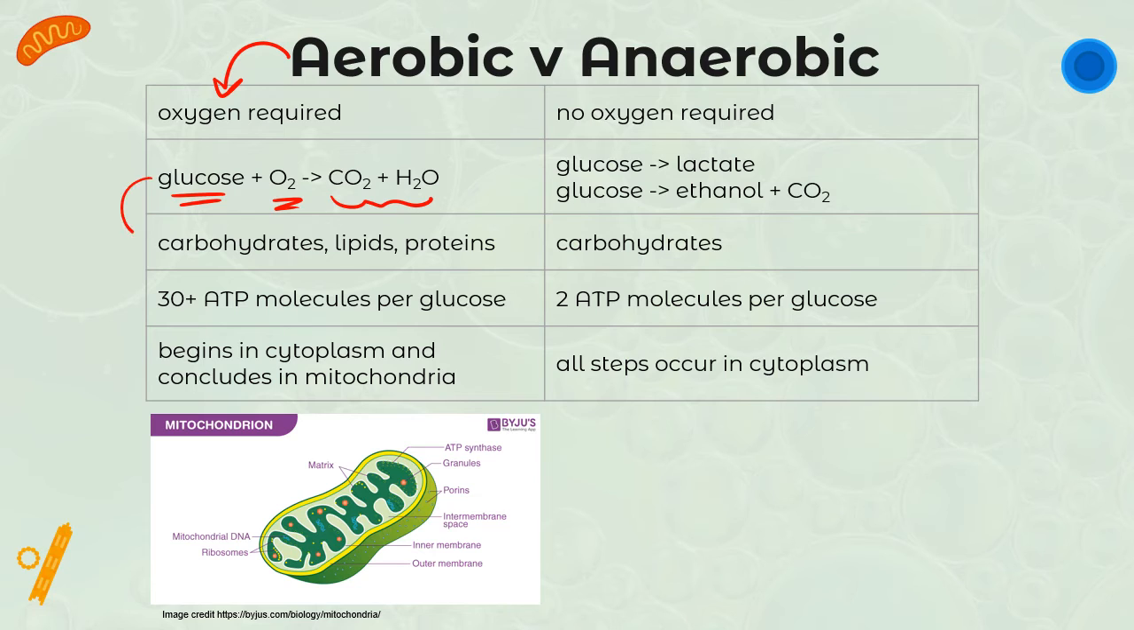We can start with glucose, which is a carbohydrate, but aerobic respiration is a little bit more flexible. We could also use a lipid or a protein to begin the process. Hopefully, though, we're not using the proteins. The hydrolysis of proteins to produce ATP means that we're starving, and that's bad. So we can use proteins, but let's not. 30 plus ATP molecules are produced for every one glucose that we start with.